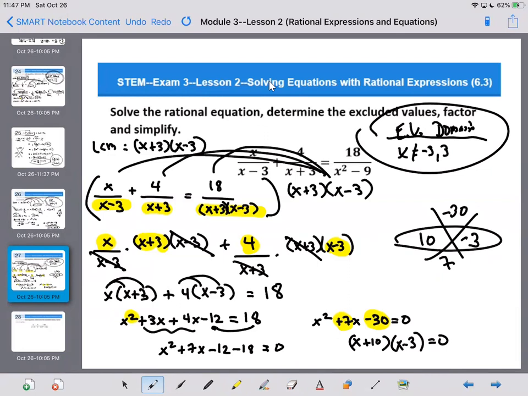And then when I solve that, I'm going to have x equal negative 10 as one solution and x equal 3 is another solution. There you go, right there. That's x equal 3, and my excluded value says 3. So I cannot include x equal 3 as an answer. So this one is extraneous. The only solution to this would be x equal negative 10.